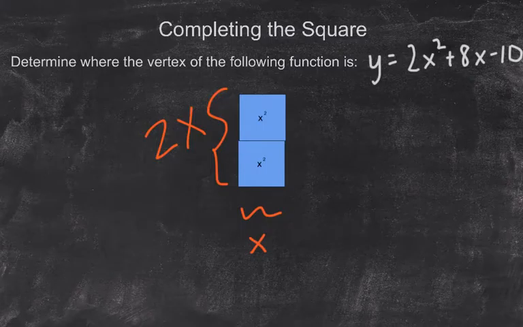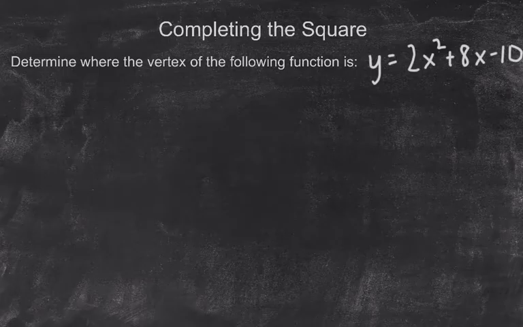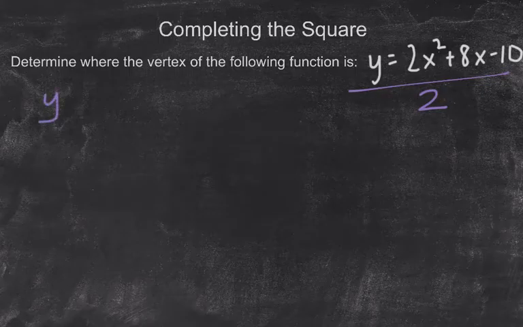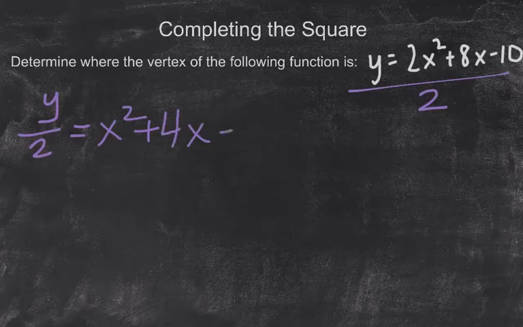So we need to figure out how to get rid of one of those x squared tiles without moving x tiles to the left side of the equal sign. So what I'm going to do here is divide the entire equation by 2. So I'll have y divided by 2 equals 1x squared, and that's what we wanted, plus 4x minus 5. And then I'm just using my regular process of completing the square.